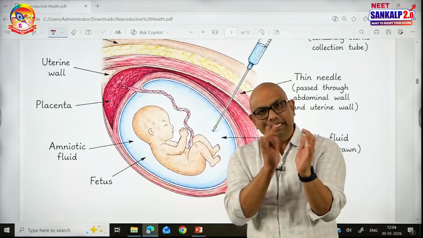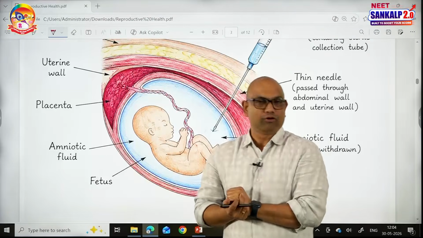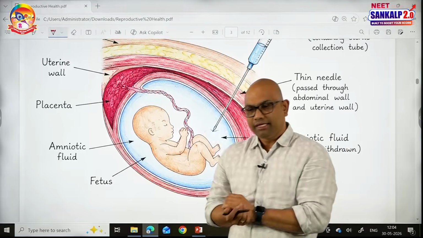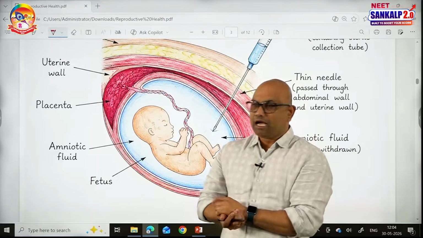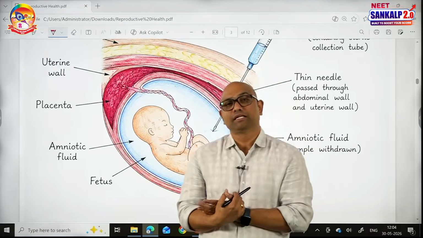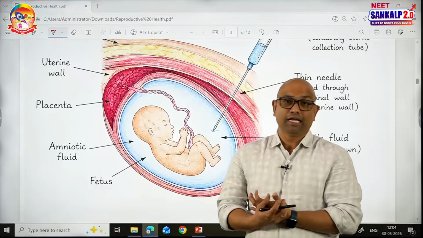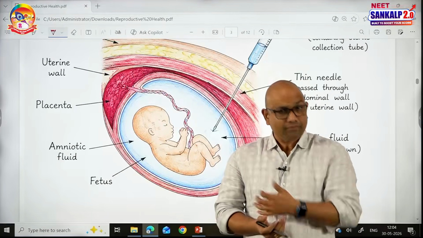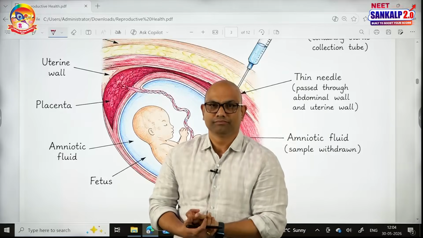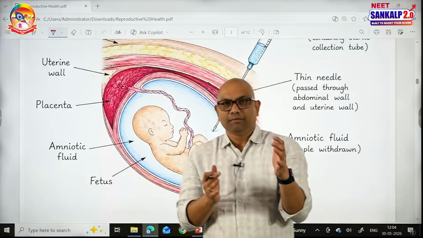So, by seeing the genetic makeup, the karyotype, the chromosomal condition inside the nucleus of a cell, they can identify the chromosomal disorders. Of course, by assessing the dissolved substances of this fluid, they can identify the metabolic disorders like phenylketonuria, alkaptonuria, etc. So, this is the purpose.